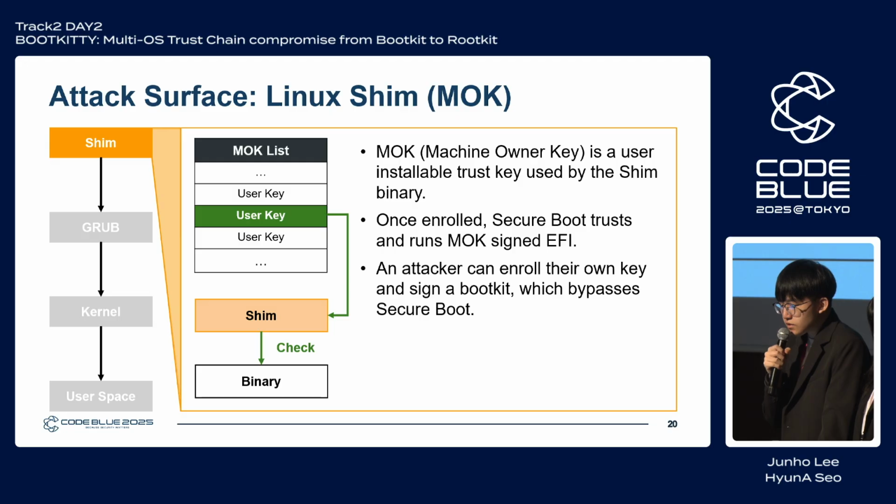However, this structure can be exploited by attackers. If an attacker can register their own Machine Owner Key on the victim's system, binaries signed with that key can easily bypass secure boot and execute malicious code. As a result, shim's Machine Owner Key mechanism serves as a vulnerability point within the secure boot trust chain, allowing an attacker to gain control and extend their attack into the bootloader or kernel stages.